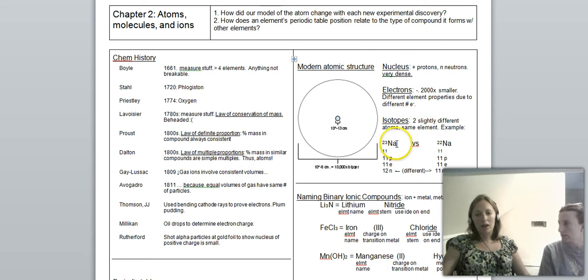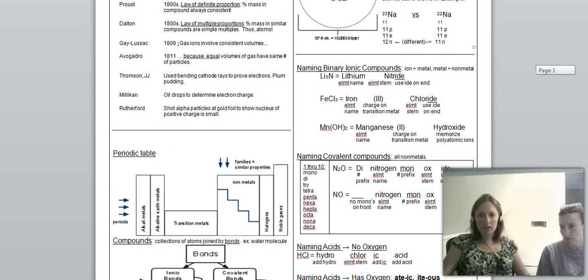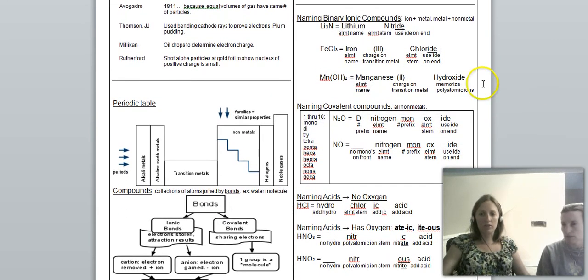So you can have, for example, sodium here, Na, with 11 protons. That's written on the bottom of the left side. But it could have 11 neutrons giving you a mass of 22, or 12 neutrons giving you a mass of 23. The electrons, as long as it's not an ion, are going to match the protons in order to give you that neutral charge. But the neutrons are different. All right, so that's your very basic atomic structure. We're going to do more with that when we get to chapter 7.